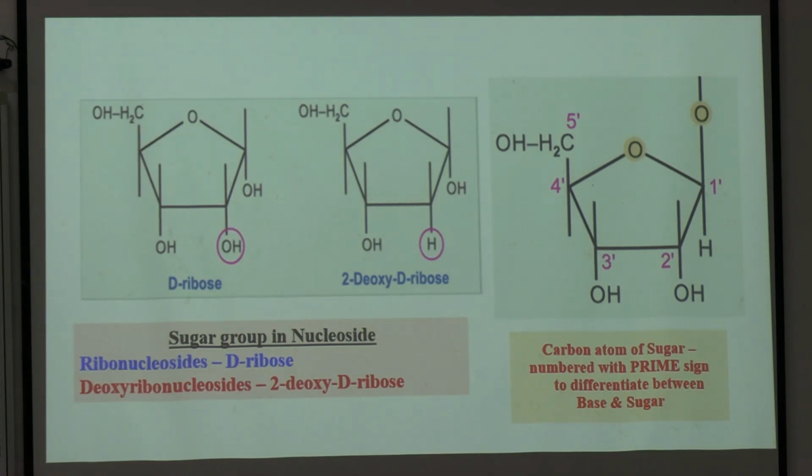As I told in the beginning, ribose has a hydroxyl group at the 2 position, but in deoxy it is not present. That's why it is called 2-deoxy. The numbering of ribose is done with a prime. The numbering of purine and pyrimidine is done with only numerals. The carbon atoms in pentose sugar are numbered with a prime sign only to differentiate which is from purine or pyrimidine and which is from the sugar. In subsequent slides you will see that we denote everything with respect to the ribose sugar, that is 3 prime, 5 prime, 5 prime, 3 prime.